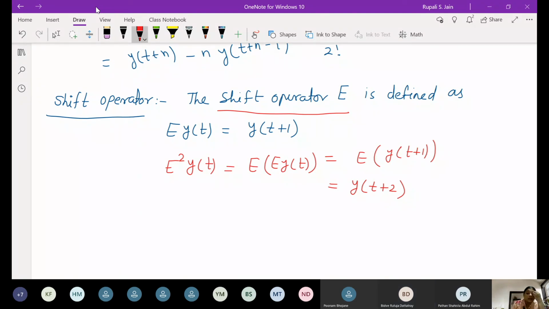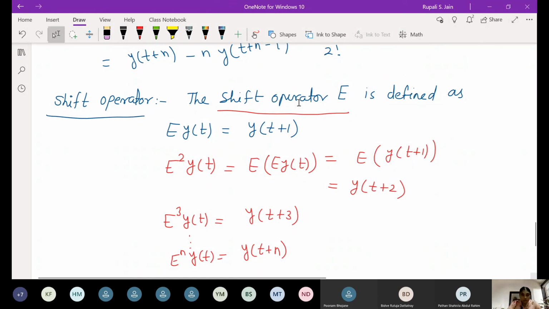Now what is E cubed of yt? It is just y at t plus 3, because E will be operated on y at t plus 2, and so on. So I can write E raised to n yt as y at t plus n. So the nth order shift operator operated on yt is nothing but y at t plus n.